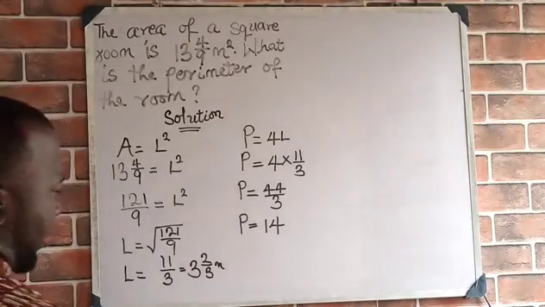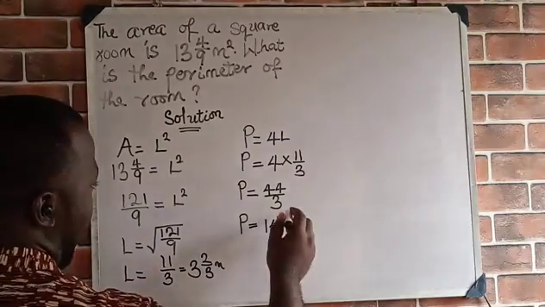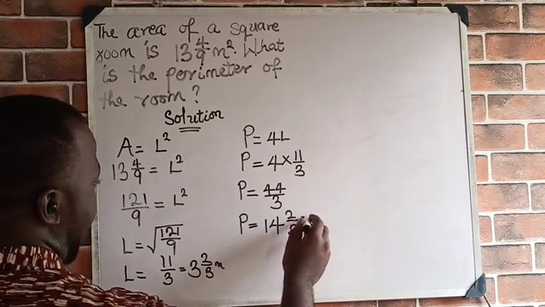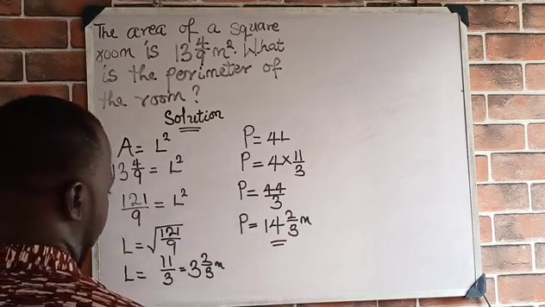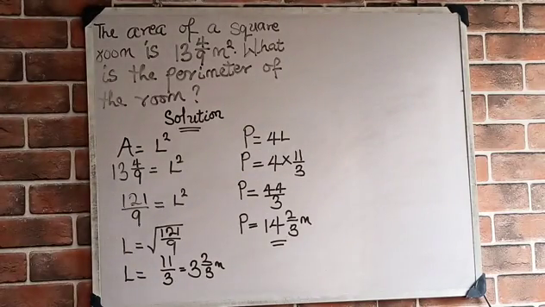3 times 14 will give us 42. So 14 whole number 2 over 3 meters. This happens to be the perimeter of the square room.